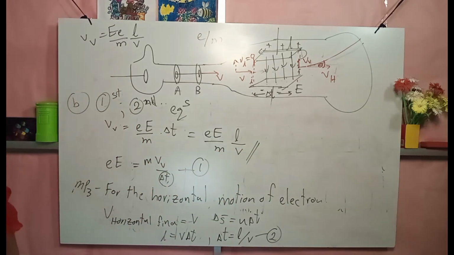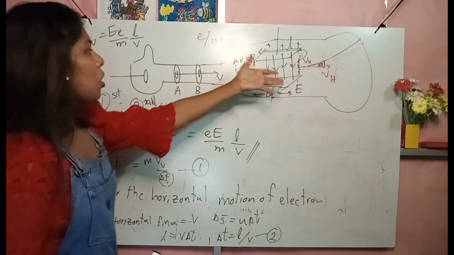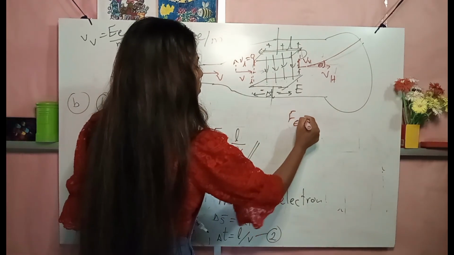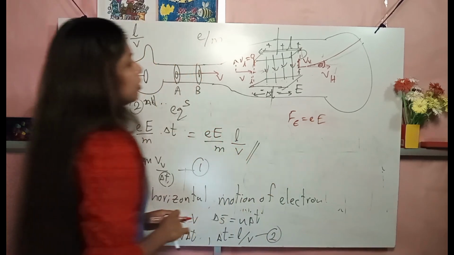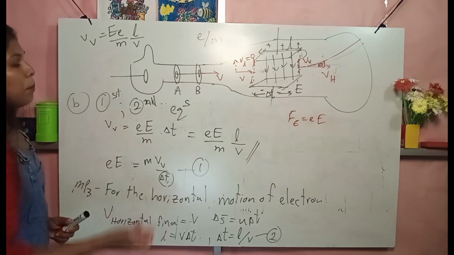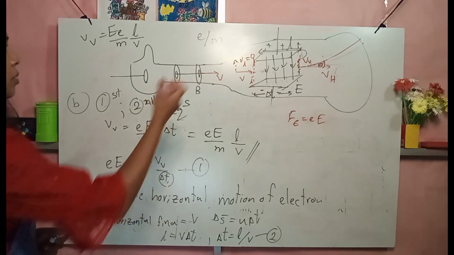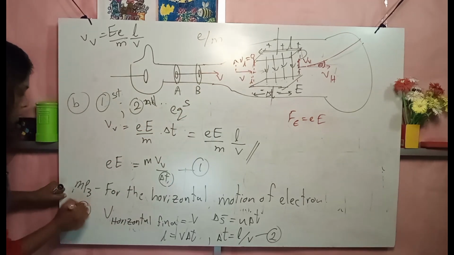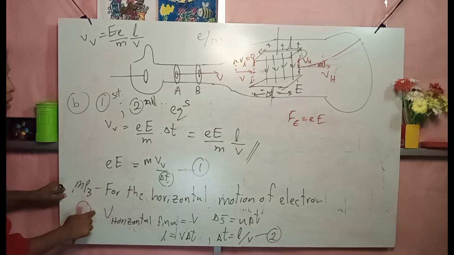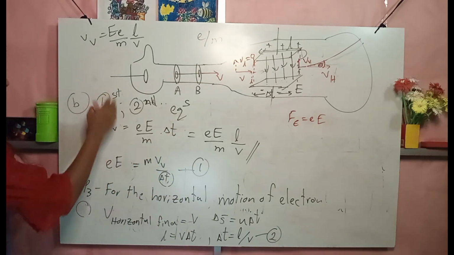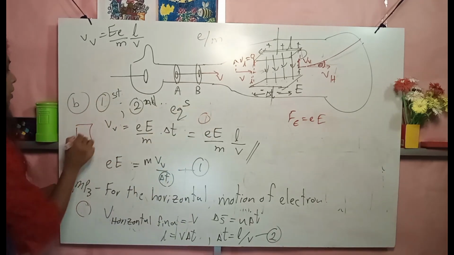This is how the marks are allocated. It's a 3-mark question. For showing the electric force as Fe equals eE, 1 mark. The second key point is applying Newton's second law for this motion, for which there are 2 marks. And then comes key point 3, finding a relationship for delta T and applying that. For this step, 1 mark. Altogether 3 marks are there.